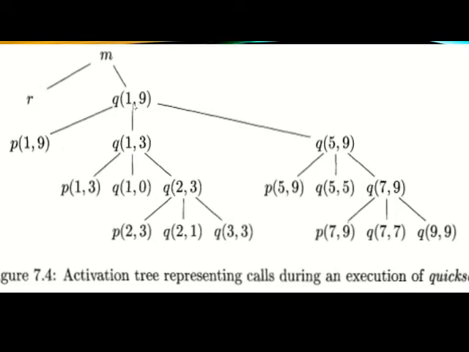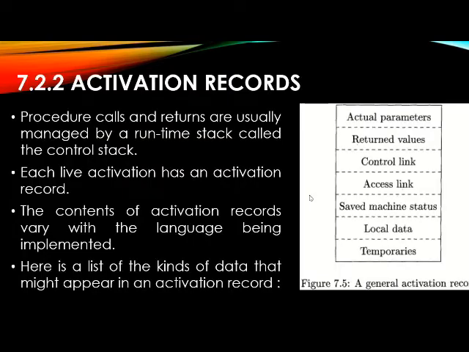It calculates 1 plus 9 by 2, that is 5. So 5 is the mid value. The left side partitions are performed by these functions, and the right side partitions are performed by these functions. Those are the details about activation trees.